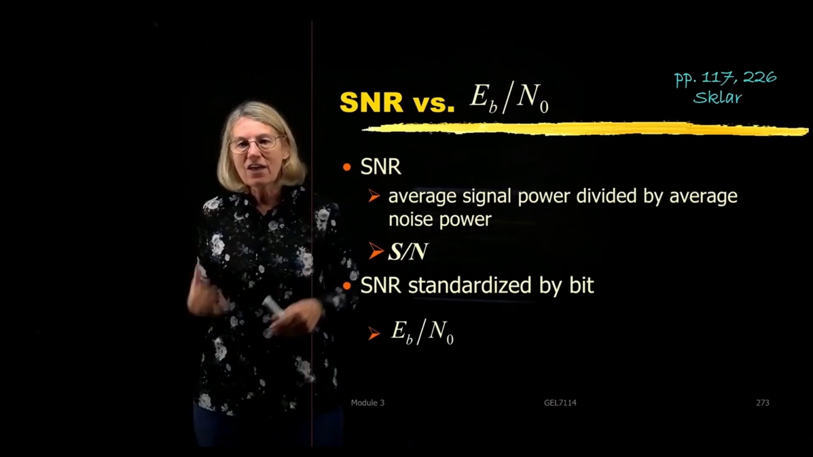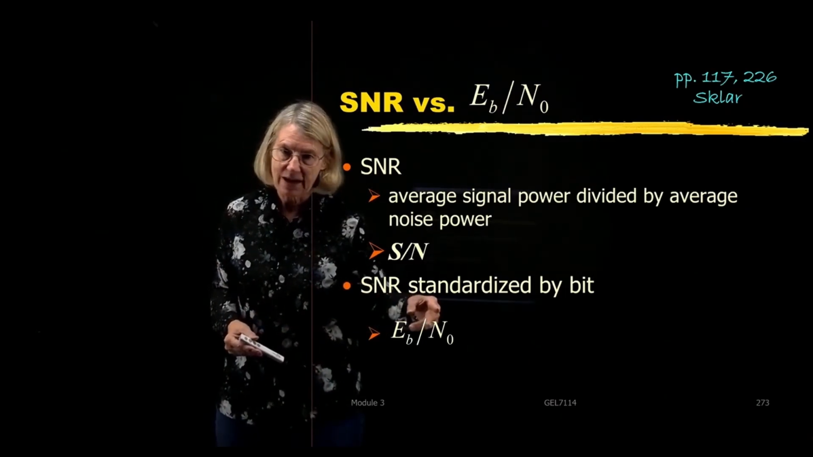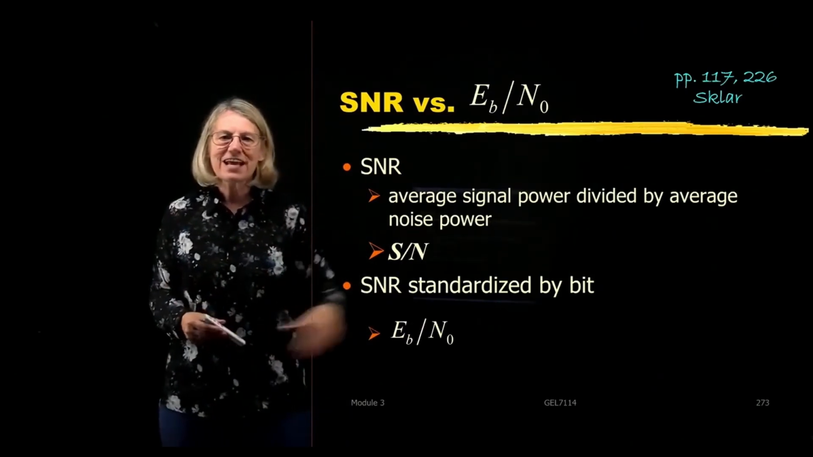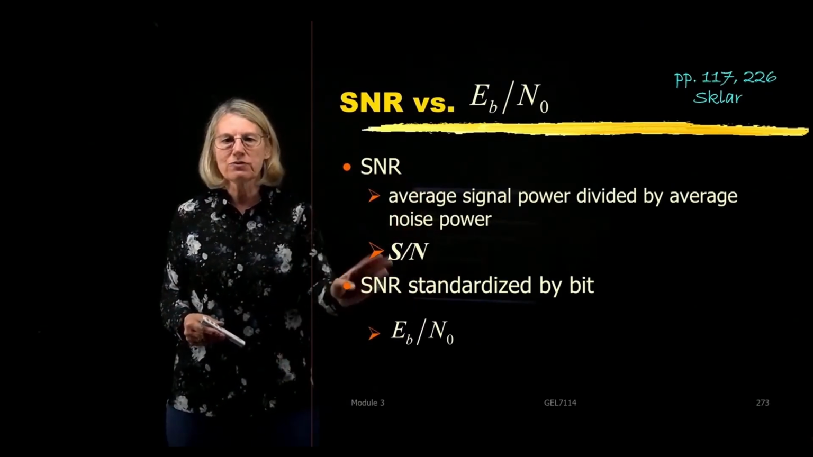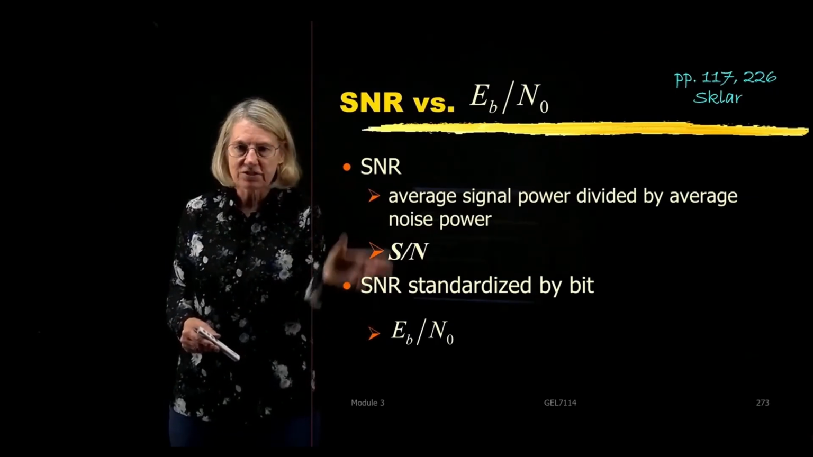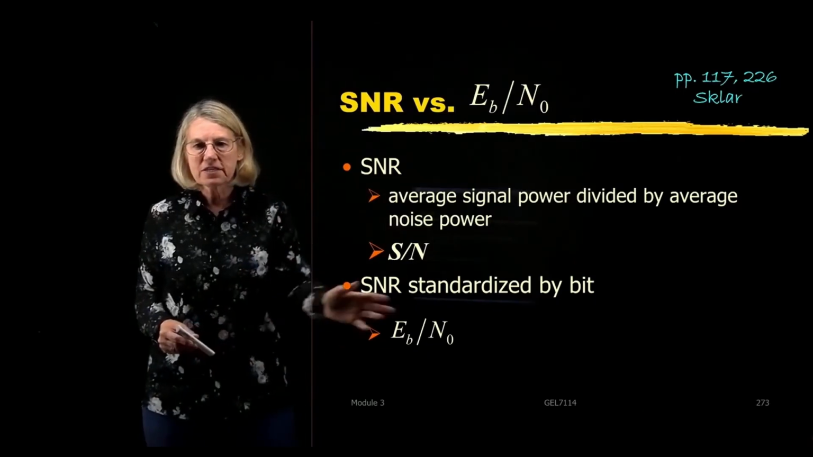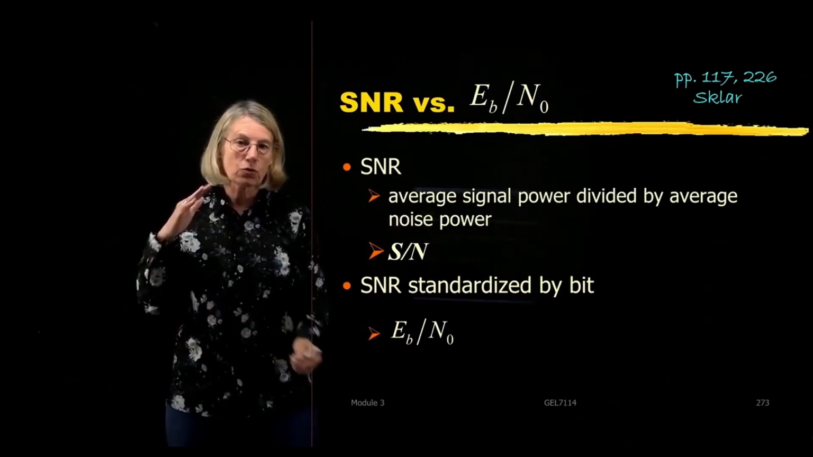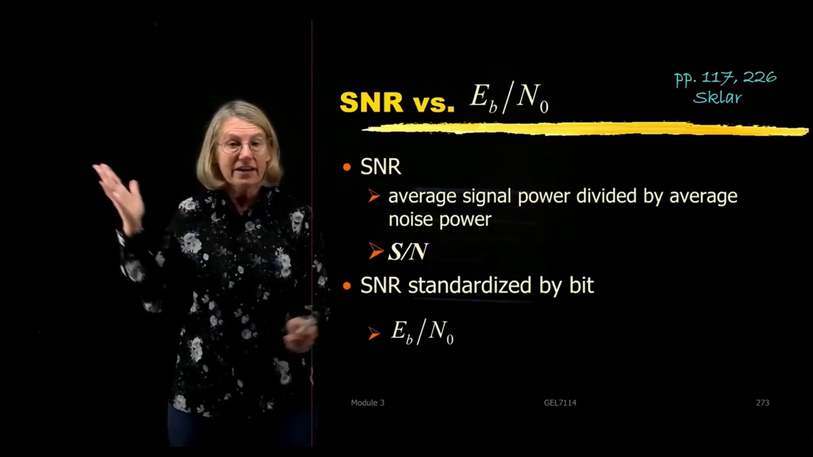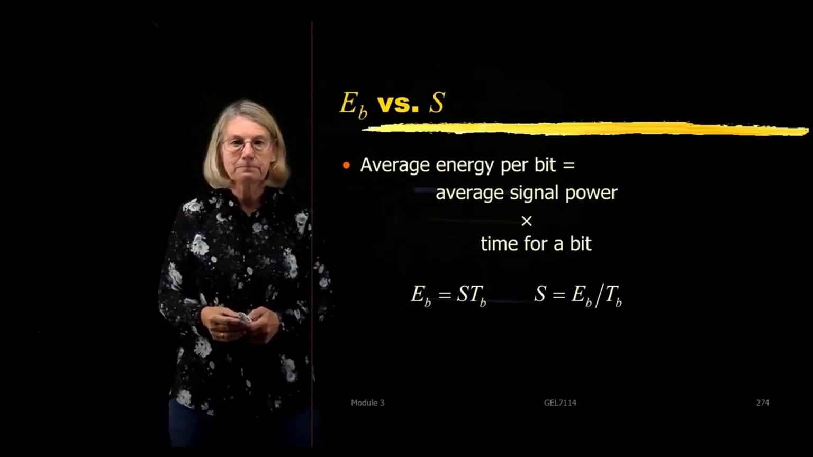Now, if we go to another signal-to-noise ratio, I'm going to have a numerator which is signal and a denominator which is noise, which sounds like a signal-to-noise ratio, but it's standardized by bit, which is really only applicable to digital communications. Here, this is a definition that could be used for digital or analog, but this is really strictly digital. And I'd like to show you the relationship between the two, because when you see it plotted, one or the other could be used for various reasons.